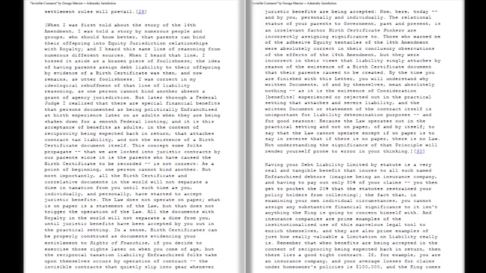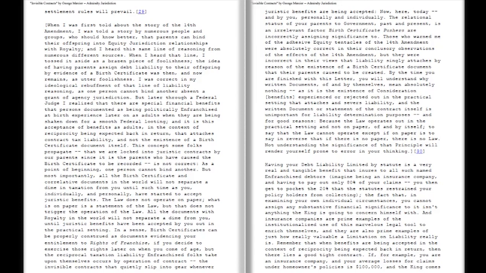30. Having your debt liability limited by statute is a very real and tangible benefit that inures to all such named enfranchised debtors. Imagine being an insurance company and having to pay out only 80% of your claims. You then get to pocket the 20% that the statutes restrained your policyholders from collecting. The fact that, in examining your own individual circumstances, you cannot assign any substantive financial significance to it isn't anything the king is going to concern himself with. And insurance companies are prime examples of the institutionalized use of this marvelous legal tool to enrich themselves, and they are also prime examples of just how really valuable a limitation on liability really is.